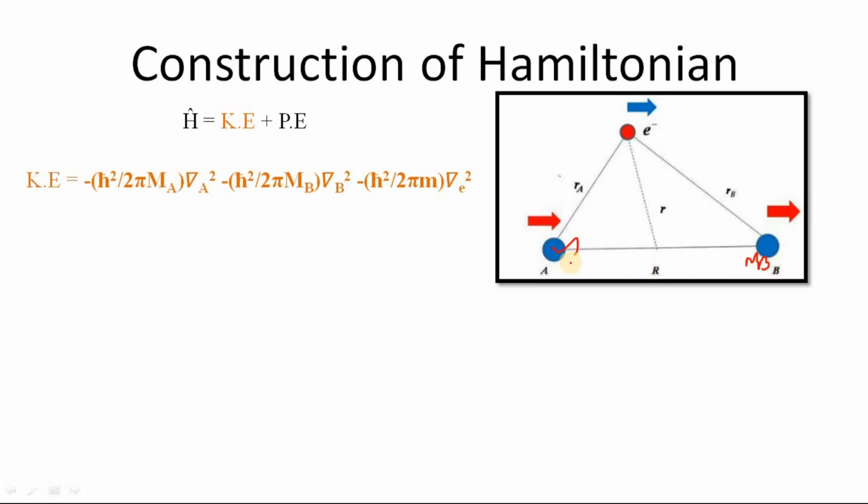And these are not the only participants having kinetic energy, but also the electron. Even this electron is also orbiting the nuclei in an elliptical manner. Therefore, its kinetic energy is given by minus ħ² divided by 2 m, where small m indicates the mass of the electron, into ∇_e². So this is the kinetic energy.